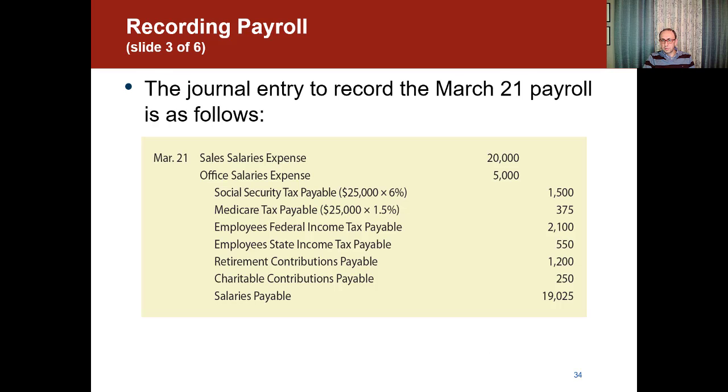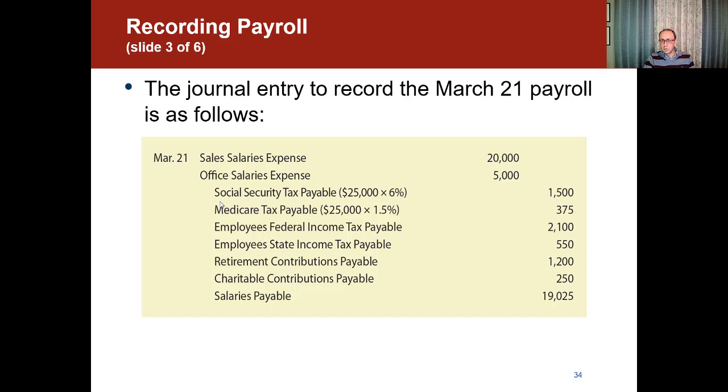So the journal entry to record the March 21st payroll would be as follows. Remember, when we're paying salaries, these are expenses from the business perspective. So that's why we see sales salaries expense and office salaries expense recorded on the debit side with the values that were given to us, $20,000 and $5,000. And then we owe the Social Security, the Medicare, and all these FUTA and SUTA. They're not paid right away. We usually pay them, let's say, once every quarter.